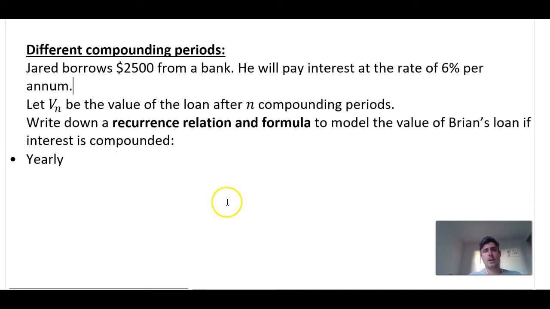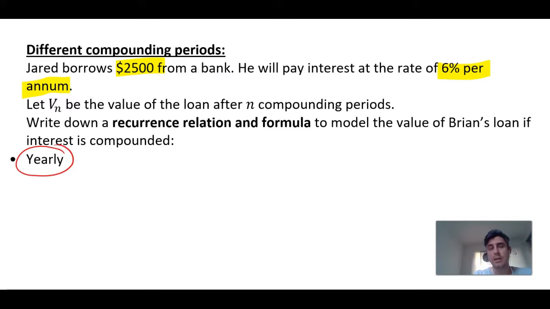So in reality, most banks don't calculate interest once a year. On a mortgage, they'll calculate it once a month, depending on what you've paid. So that's what we're going to work on for this example. Jared has borrowed $2,500 from a bank with a 6% per annum interest rate. Now, in actual fact, 6% per annum is not always true. If it's a yearly compounding period, then that is true. But in reality, if it's monthly, then the rate is technically slightly higher than that. So we're going to show why that is in a minute.